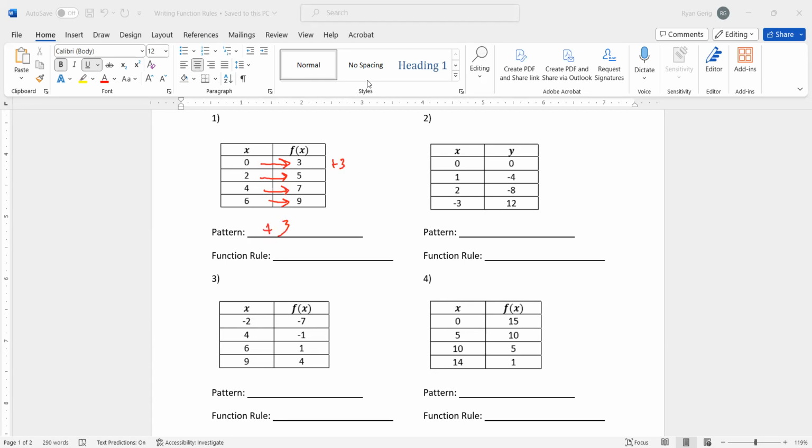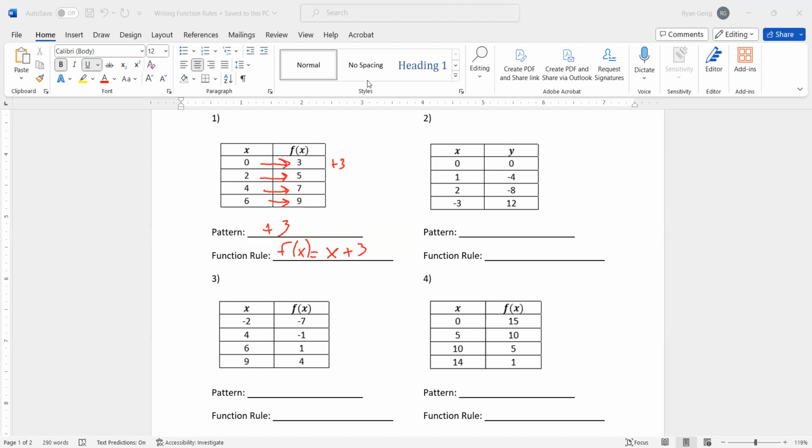That's not the rule, though. The function rule is a little more detailed than that. So what am I adding 3 to? I'm adding 3 to the x value, right? So it's x plus 3. And when I do that, I get f of x, or whatever the function is. So that's the function rule. It's not hard. It's just detailed in how you write it. So the function rule in this case is f of x equals x plus 3.